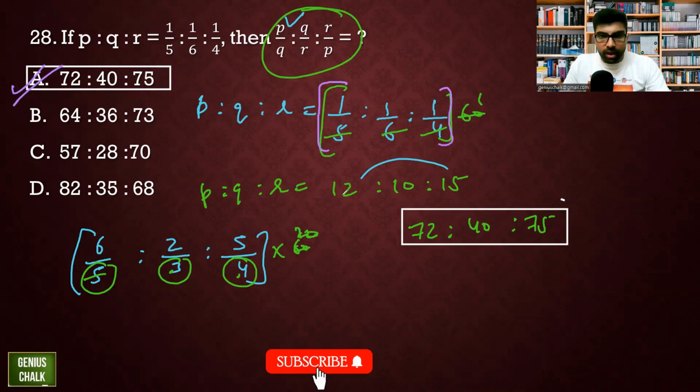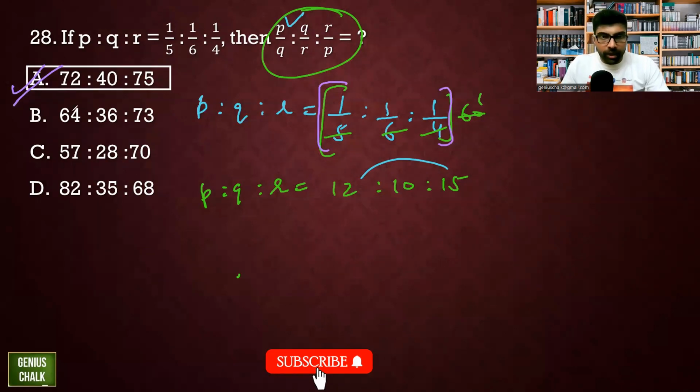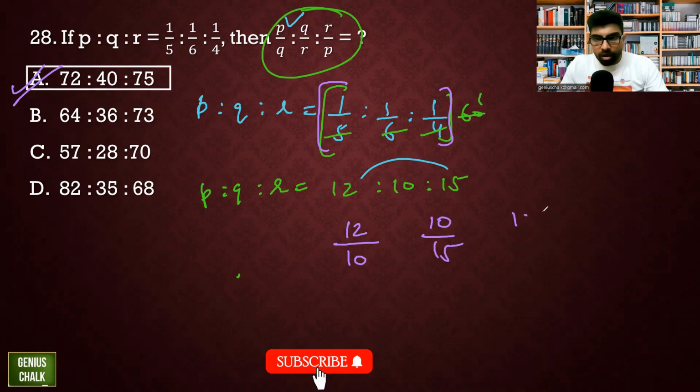Again, after doing this, take the LCM again. 72 is to 40 is to 75 has to be my answer, because in that it is like 12 by 10 and 10 by 15. This is what we have done, right? 15 by 12. So without cancelling, this is what we can do.